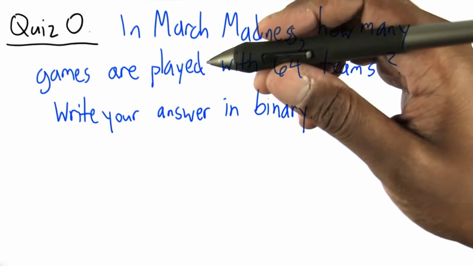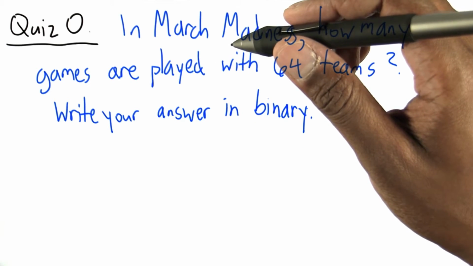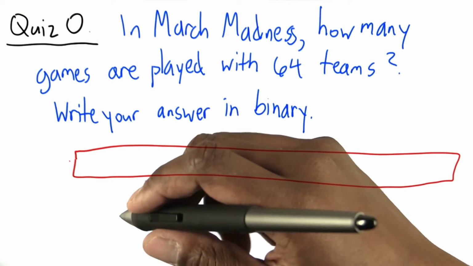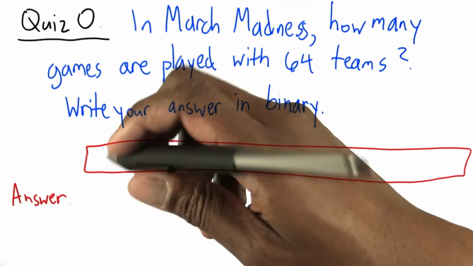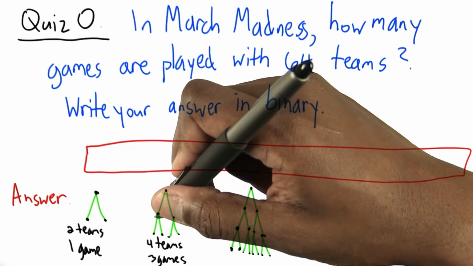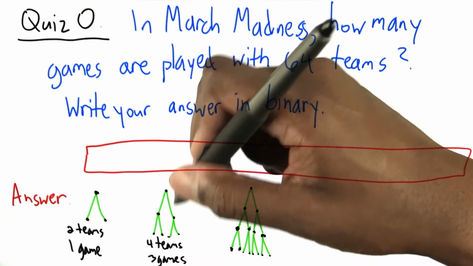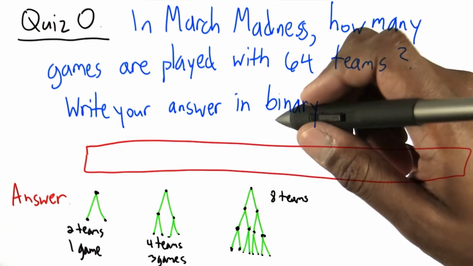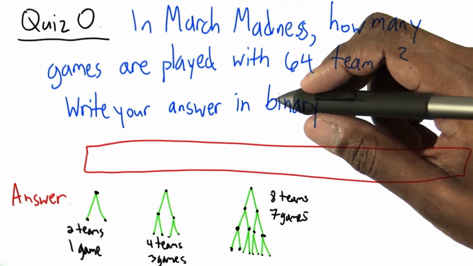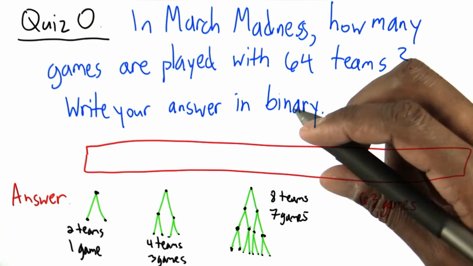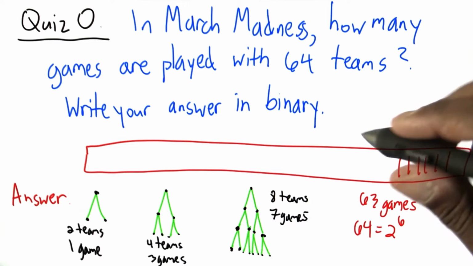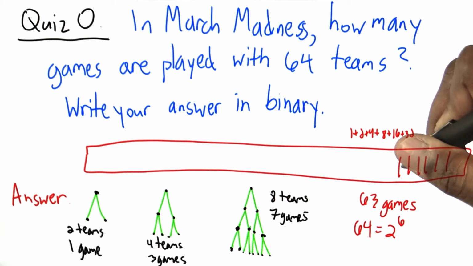In the March Madness contest, 64 teams start off playing. How many games will be played? Write your answer in binary, ones and zeros. And the answer is, if there are 2 teams, there's 1 game. If there are 4 teams, there are 3 games. These 2 teams play, these 2 teams play, and then the championship game. If there are 8 teams, there are 7 games. 1, 2, 3, 4, 5, 6, and 7. So you can see the pattern. There should be 63 games. And since 64 is 2 to the 6, in binary we should get 6 ones. 1 plus 2 plus 4 plus 8 plus 16 plus 32.